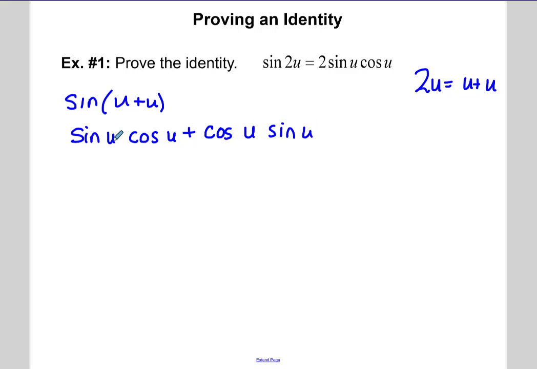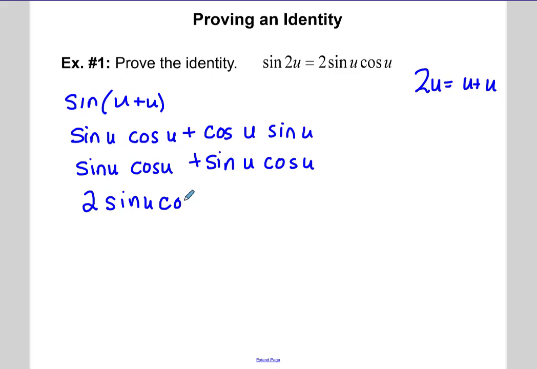So sine of the first angle, cosine of the second angle, plus cosine of the first angle times sine of the second angle. And using the fact that multiplication is commutative, I could rewrite cosine times sine as sine times cosine, and then we have 2 of the same terms, sine times cosine and sine times cosine, which adds up to 2 sine times cosine of our angle u. So we've proven that identity.